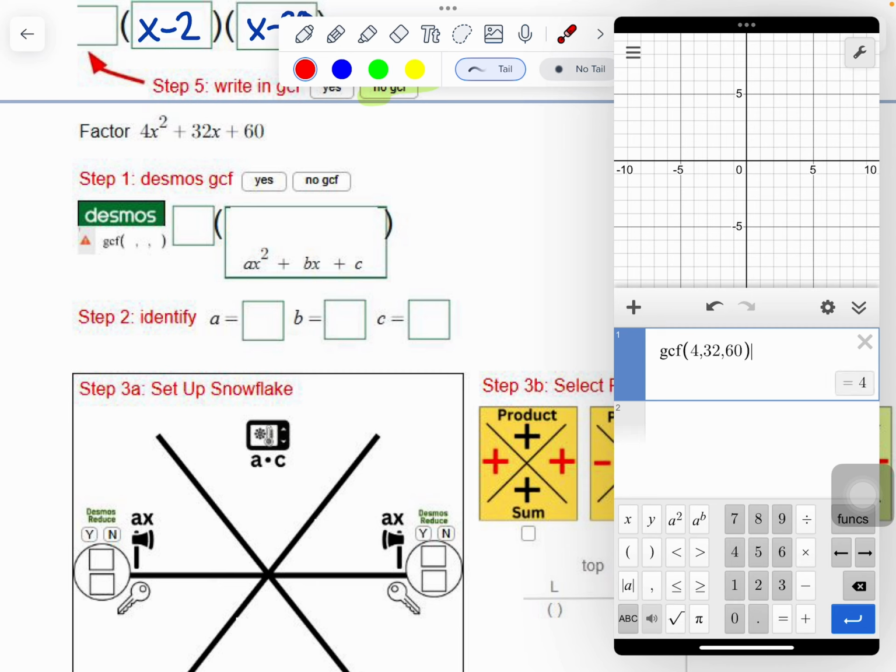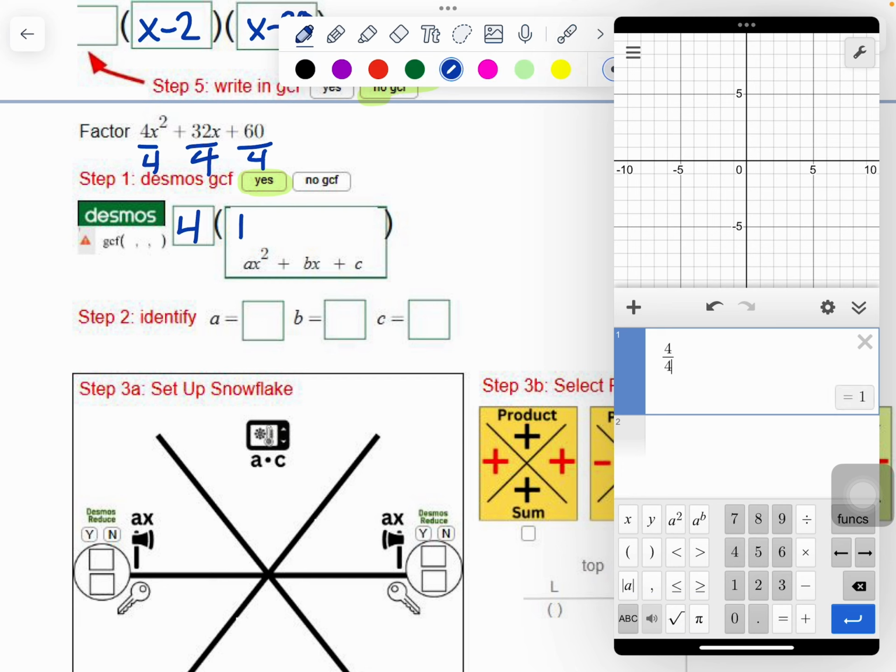All right, I got a number that was not 1, so we do have a GCF this time. So, yes, we have a GCF. So I'm going to select yes, and I'm going to put that it is 4, which means we have to divide all of these by 4. All right, so if I do 4 divided by 4 right here, and I have my calculator up, I'll do it. 4 divided by 4 is 1. So when I divide this, I get 1.